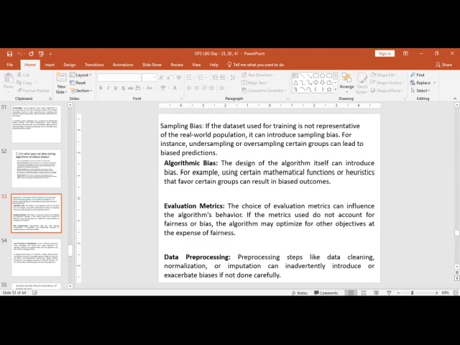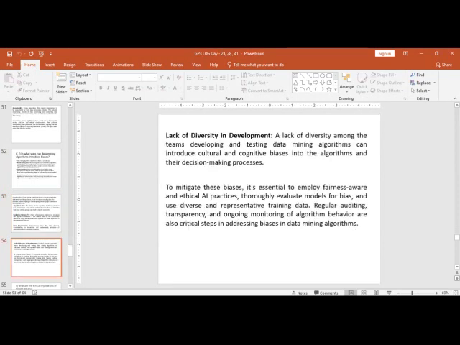Evaluation metrics. The choice of evaluation metrics can influence the algorithm's behavior. If the metrics used do not account for fairness or bias, the algorithm may optimize for other objectives at the expense of fairness. Data preprocessing. Preprocessing steps like data cleaning, normalization, or imputation can inadvertently introduce or exacerbate biases if not done carefully.